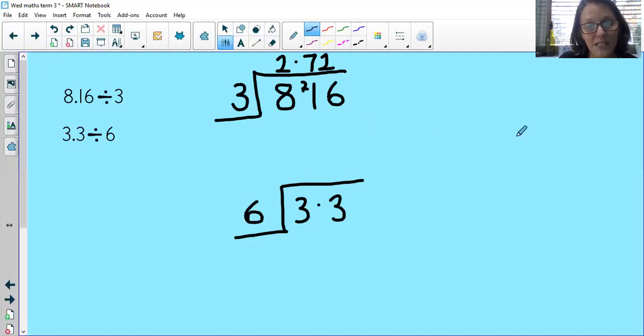How many times does 6 go into 3.3? Okay, how many times does 6 go into 3? Doesn't, does it? 6 is bigger than 3, so we put a 0 here. Okay, now we're going to put the decimal in before we go any further. And now I'm going to think about these two numbers here.